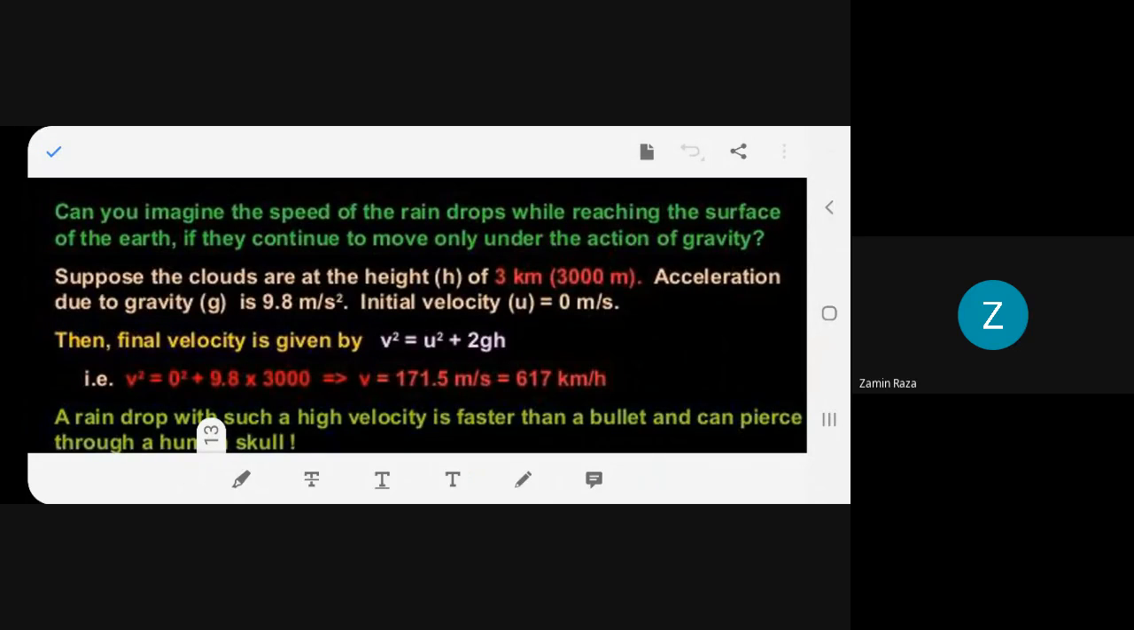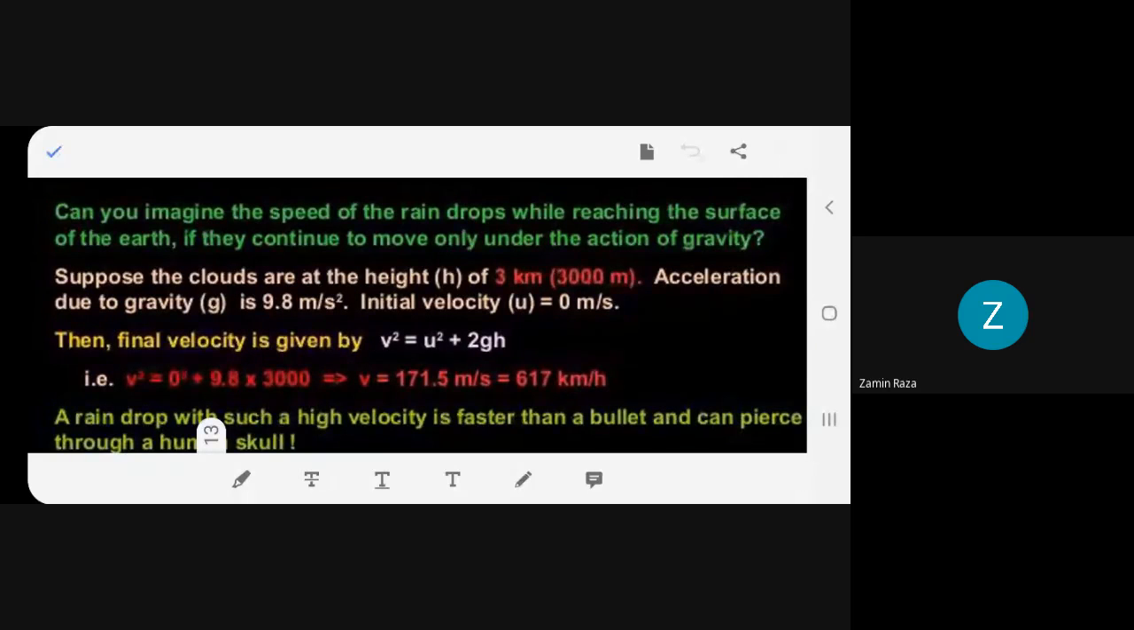Can you imagine the speed of the raindrops while reaching the surface of the earth if they continue to move only under the action of gravity? What are we going to find out? Just a moment. What are we going to find out, beta? Read the question. Did you understand the question, beta?